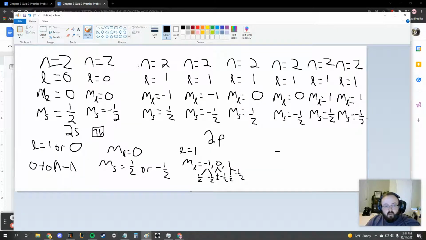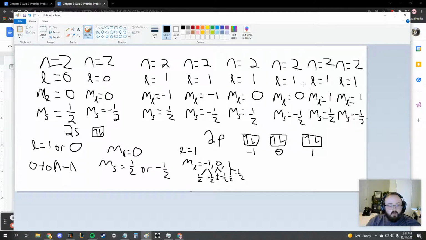As we can see, all these have n equals 2. They all have L equals 1. These first two are in the first of our orbitals for our 2p orbitals. These are the first two, the second two, and the third two. So we could even say this is the -1, this is the 0, and this is the +1. They each have 2 electrons in these orbitals, one that goes up and one that goes down.